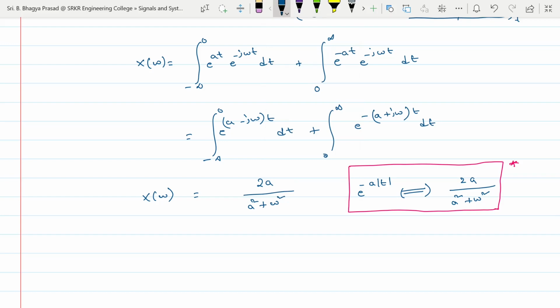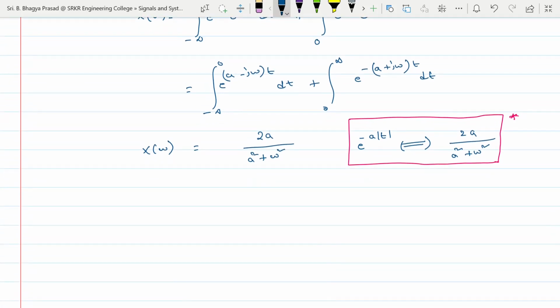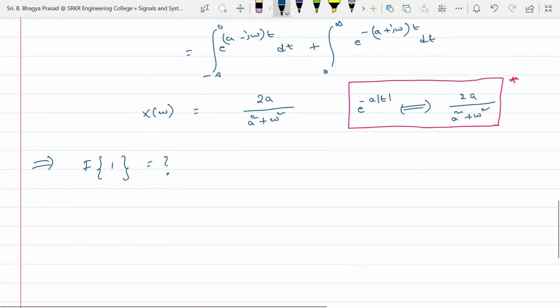Now we discuss some more things with the help of the properties. Before that, let us see the Fourier transform of a constant value, which is 1. So what is the Fourier transform of 1? How to find out the Fourier transform of 1? We don't directly go for the traditional approach to calculate the Fourier transform of 1. So we take here an impulse function in the frequency domain.